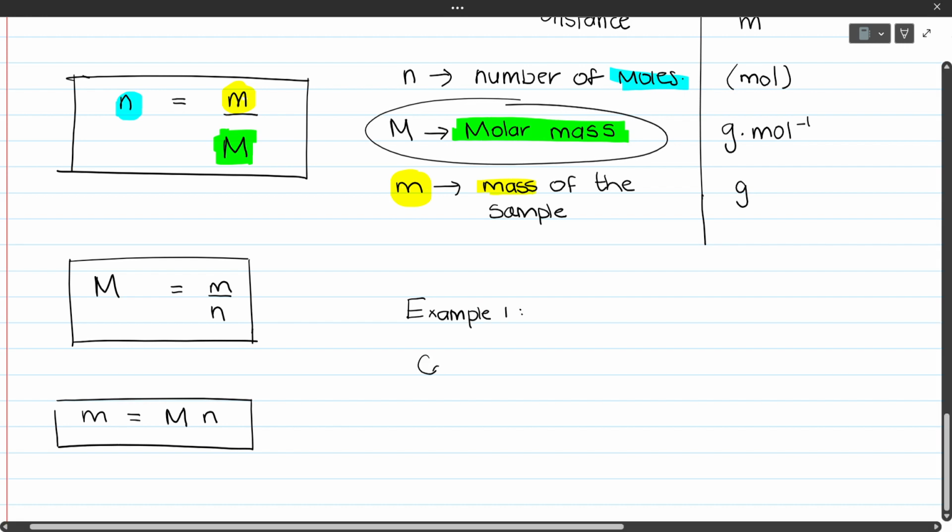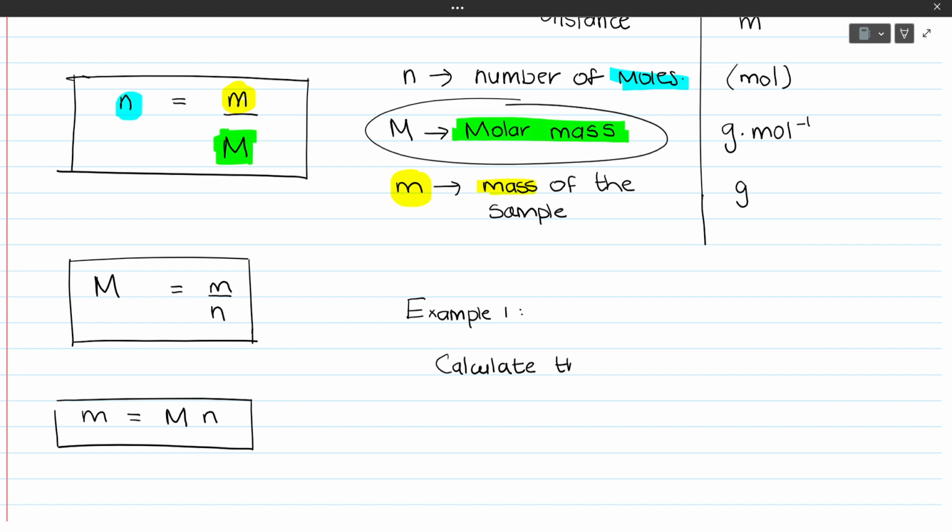So let's say we wanted to calculate... Alright, so this is the question. We want to calculate the number of moles of water in 100 grams of water. So everything you need is in the question. The equation is also here. I'm going to give you guys a minute to try this and then we'll do the answer.